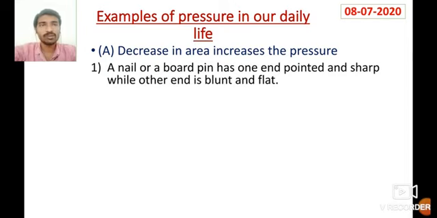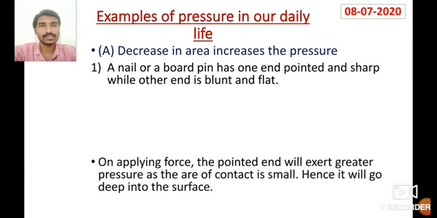A nail or a board pin has one end pointed and sharp while the other end is blunt and flat. You all have seen a nail, which I showed you in the previous class. So the nail has a sharp end on one side and a blunt and flat end on the other side. On applying force, the pointed end will exert greater pressure as the area of contact is small. Hence it will go deep into the surface. That means when we apply force on the blunt flat end, the nail will enter into the surface.